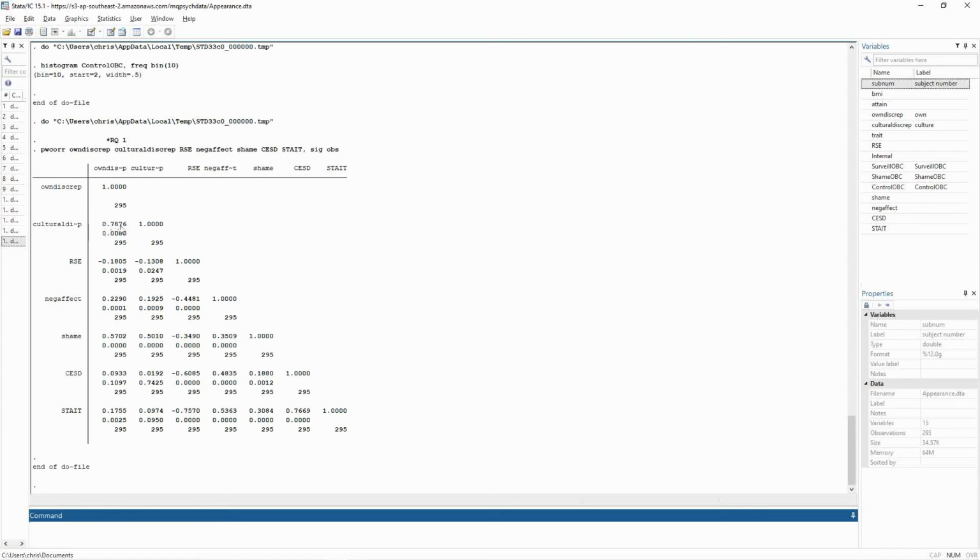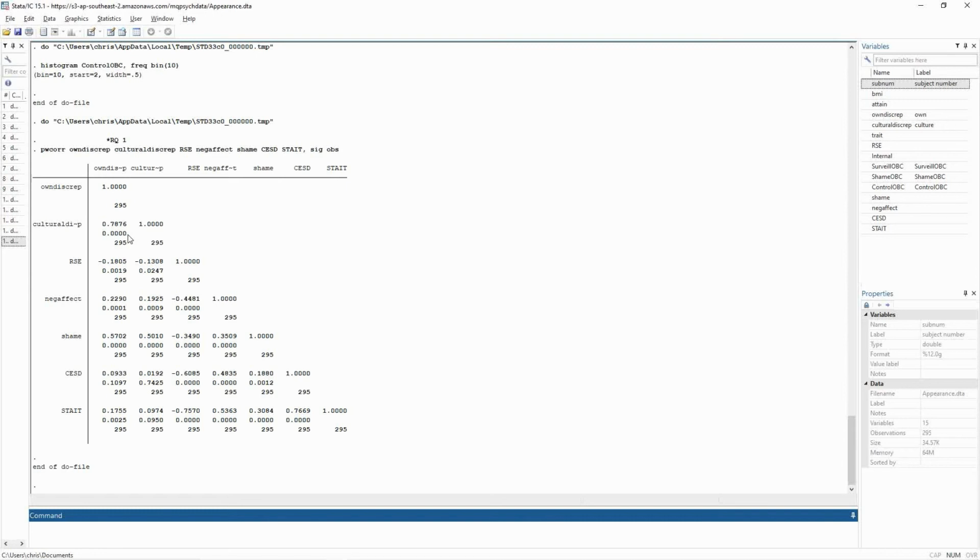So if I look at the relationship between your own discrepancy and cultural discrepancy, the first number is my Pearson's R, and my Pearson's R here is 0.79. So this is a strong relationship. It's in a positive direction. I know this because it is a positive correlation. And my p-value is less than 0.0005, so it's basically 0.